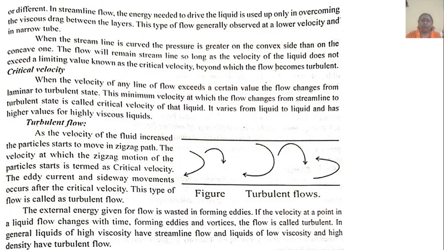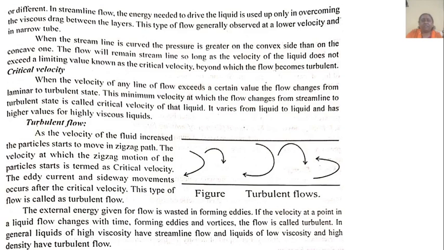The flow remains streamline so long as the velocity of the liquid does not exceed a limiting value known as the critical velocity, beyond which the flow becomes turbulent.